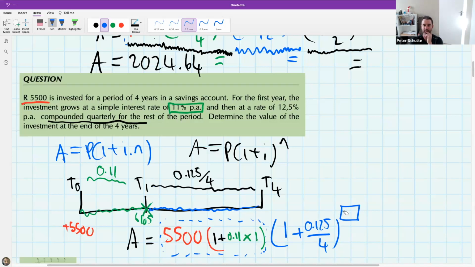What is going to be my power up here? What do you think that's going to be based on what you've seen so far today? There's 3 years that have to cover, but the question is, what are the compounding periods? And the question says we need to compound quarterly. So we need to know how many quarters are there in 3 years. And in 3 years, if there's 4 each year, it should really be 3 times 4, or there should be 12 quarters in 3 years. Give me a thumbs up if you understand why it has to be a 12. Give me a thumbs down if you don't understand.